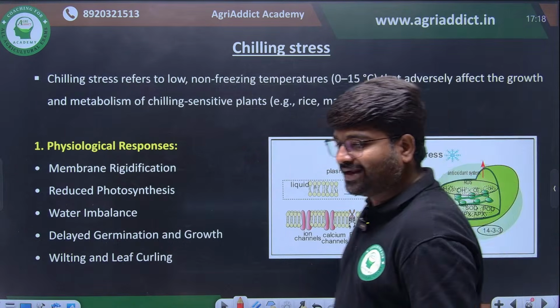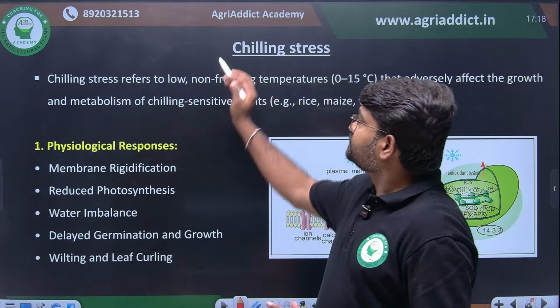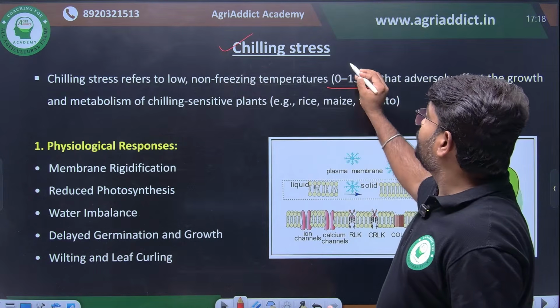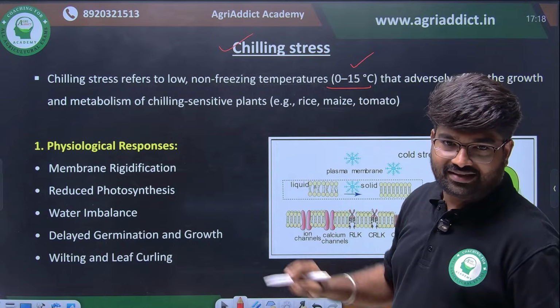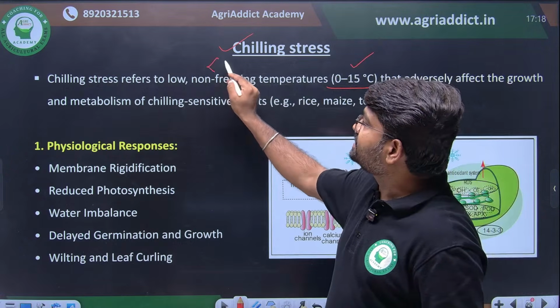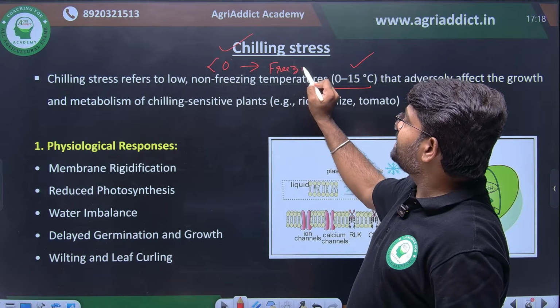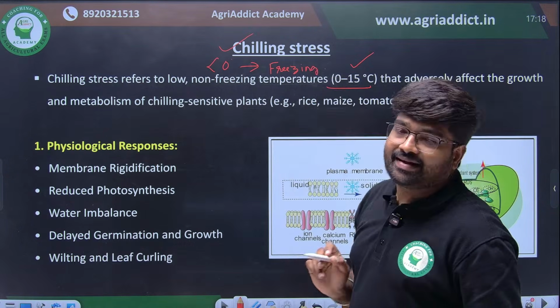Then the last two stresses, chilling and freezing. So what does chilling mean? Chilling means a temperature of 0 to 15 degrees Celsius. This is very important. Freezing means less than 0 degrees Celsius, that is, below 0 means freezing. You shouldn't be confused between chilling and freezing stress.